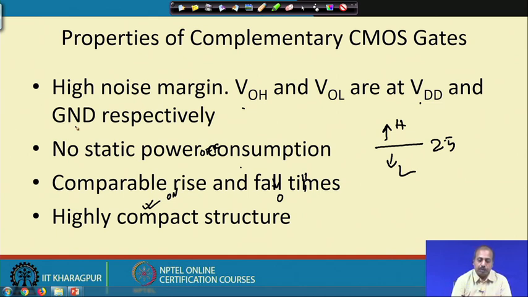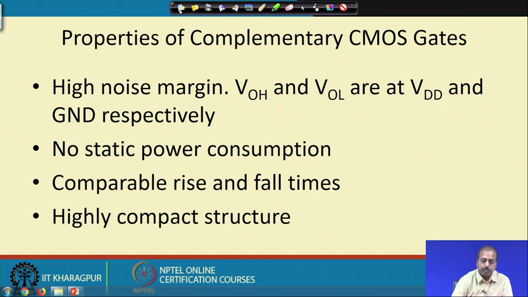There is no static power consumption. When these CMOS gates are at work, there is never a current flow path from VDD to ground. At any point of time, either the pull up network is off, or the pull down network is off. It is never the case that both networks are on simultaneously. So, there is never a current flow path from VDD to ground in the static condition. So, there is no static power consumption, and CMOS consumes very little power.